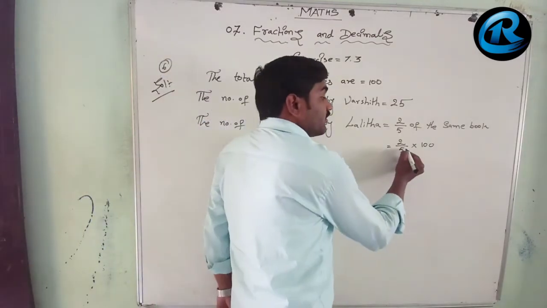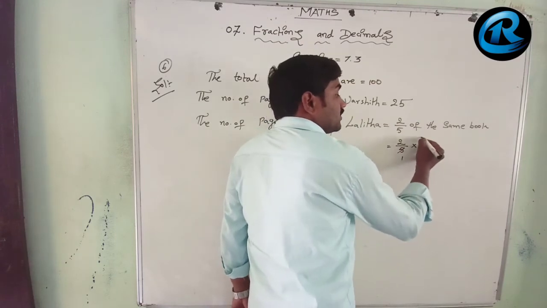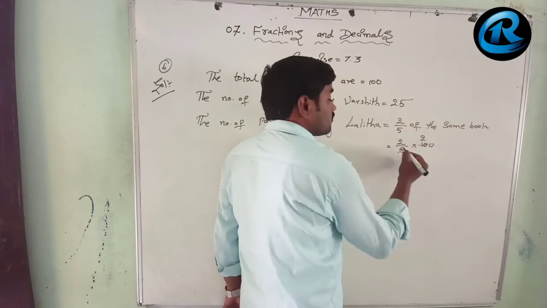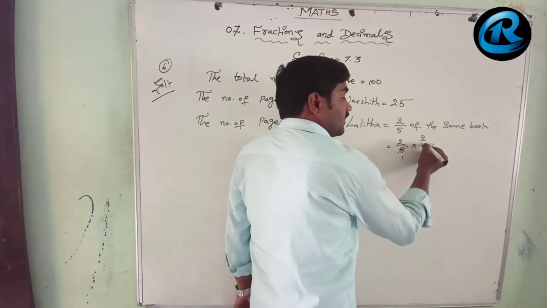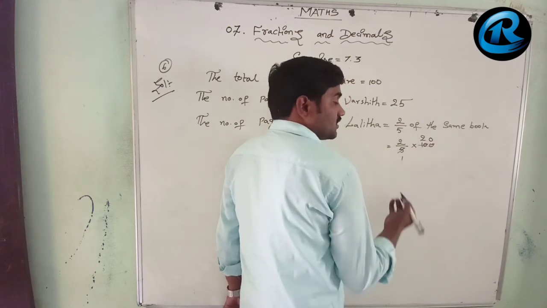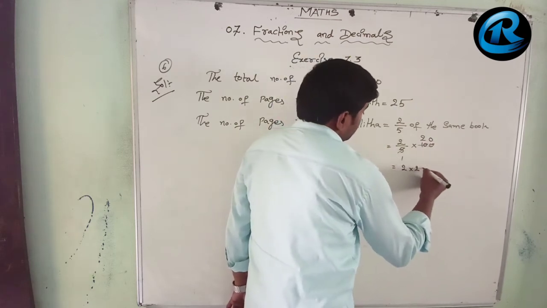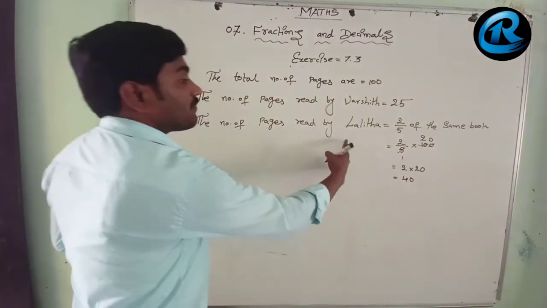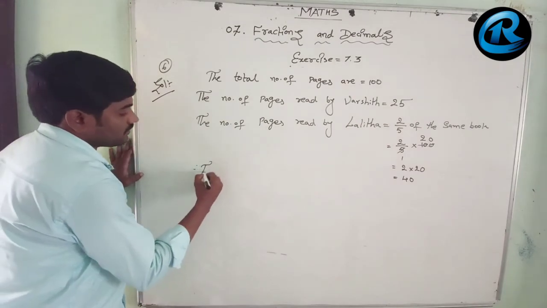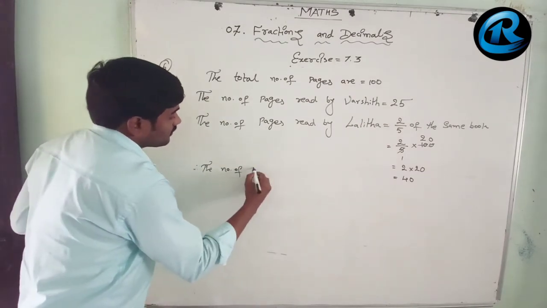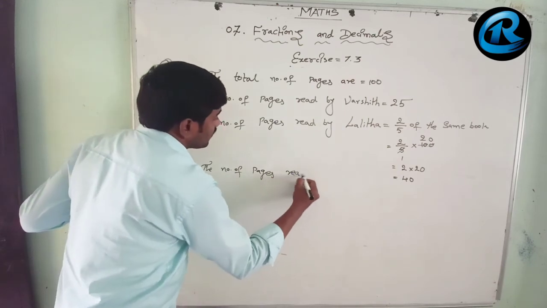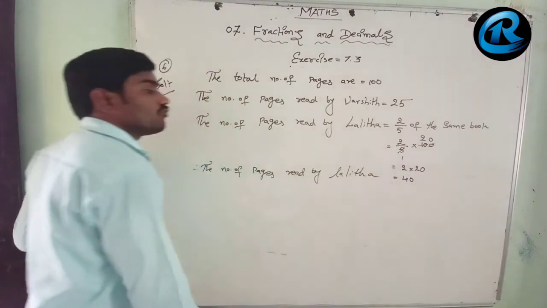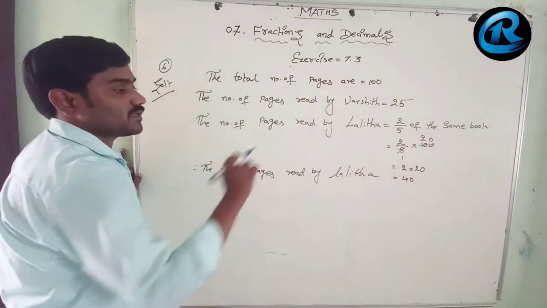Let us cancel here. We know that 5 ones are 5, 5 twos are 10. Cancel చేస్తున్నాం చూడండి 5 టేబుల్ లో. ఇక్కడ ఏ టేబుల్ తో క్యాన్సిల్ చేస్తే ఇక్కడ కూడా అదే టేబుల్ తో క్యాన్సిల్ చేయాలి. 5 ones are 5, 5 twos are 10 and 10 will write here. 5 zeros are 0. So what? 2 into 20. Here 2 and here 20. 2 into 20, that is 40. So the number of pages read by Lalita is equal to 40 pages. Lalita ఏం చదివింది 40 pages చదివింది.